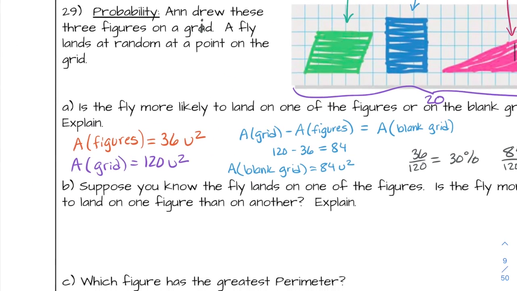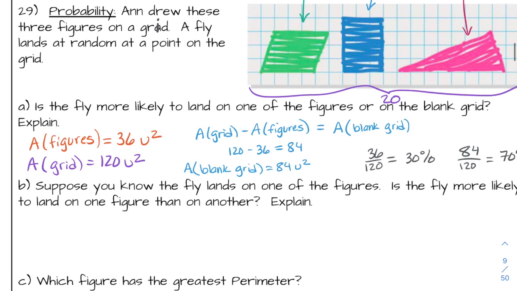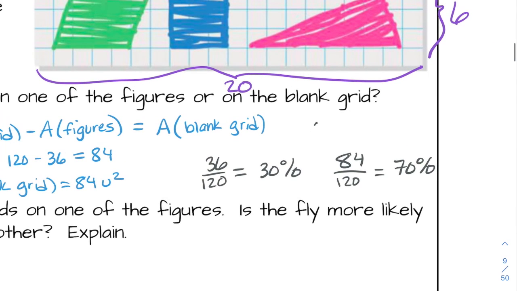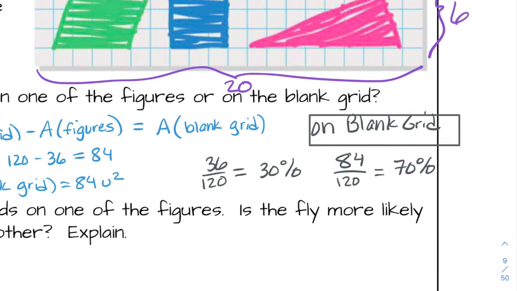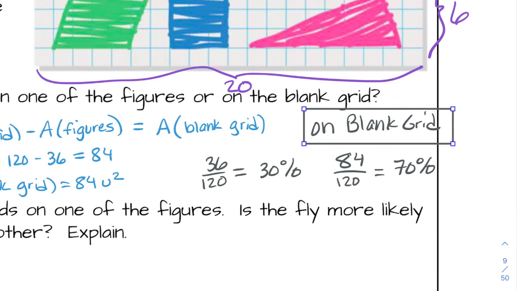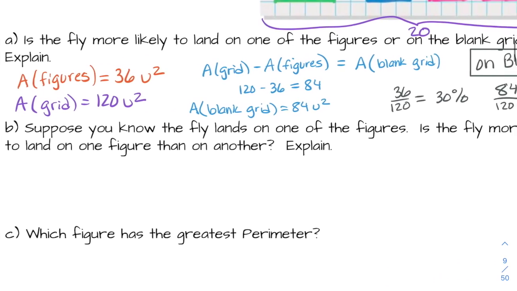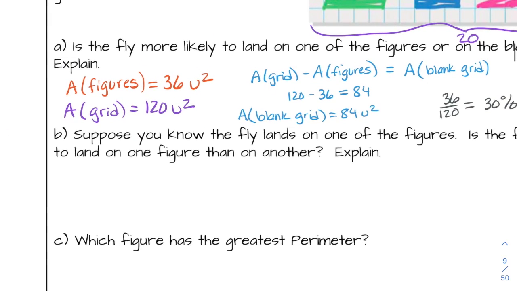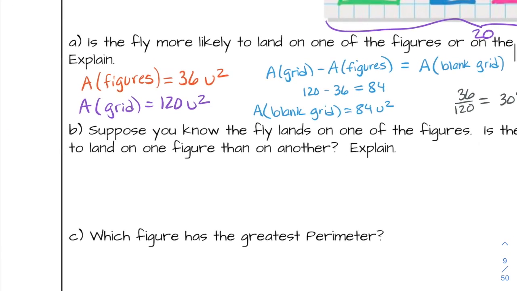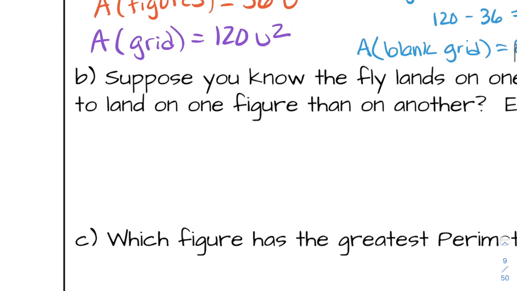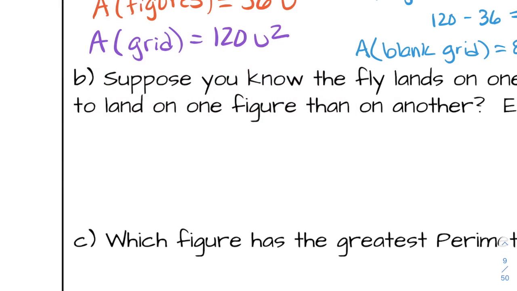Okay. Is the fly more likely to land on grid or on blank grid? I don't really have room to answer why other than the work that we already used to explain. So let's keep it mathematical and not verbal. Suppose you know the fly lands on one of the figures. Is the fly more likely to land on one figure than on another? And the answer is no, they all have the same area.